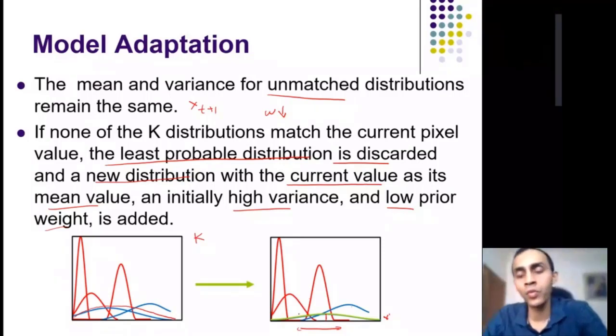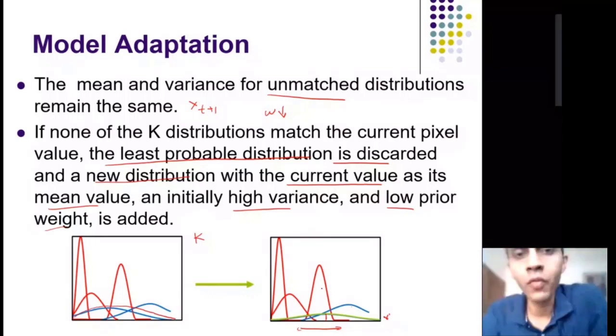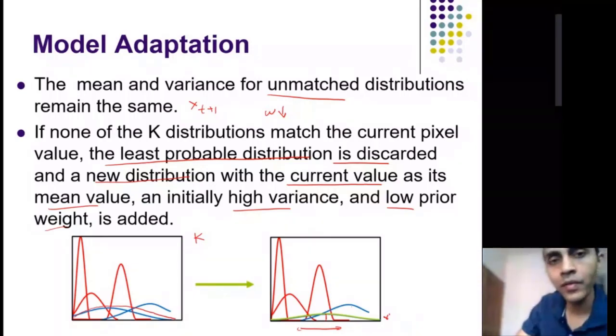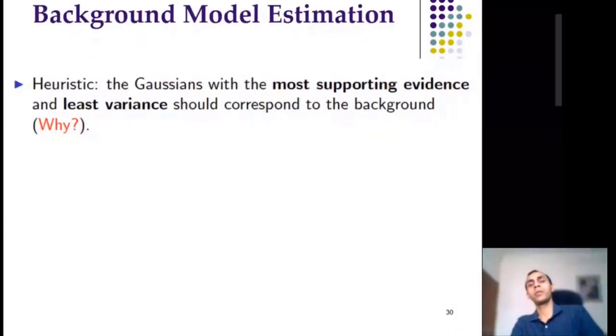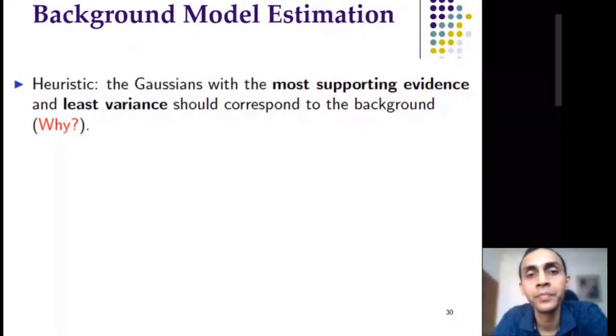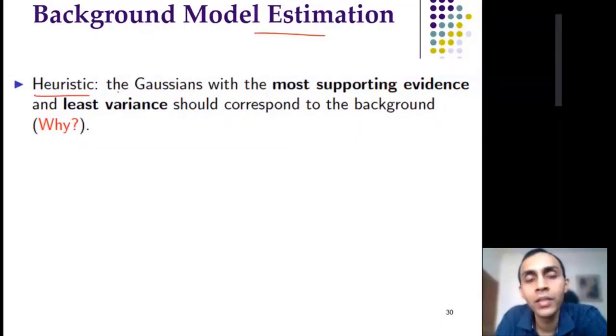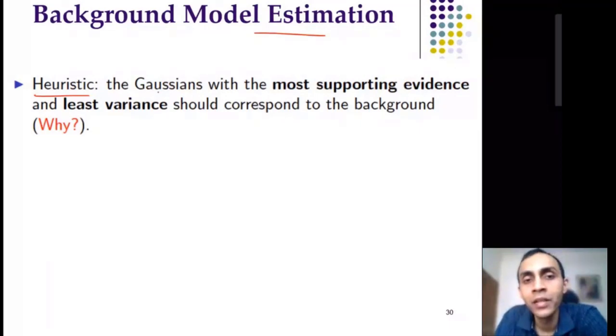So that was how we were updating our background model. Now once we know how to update our background model, we need to classify which part is our background and which pixel will be our foreground pixel. To estimate that, we'll use a simple heuristic. The statement is that the Gaussians with the most supporting evidence, meaning high weight, large weight, and least variance, should correspond to the background.